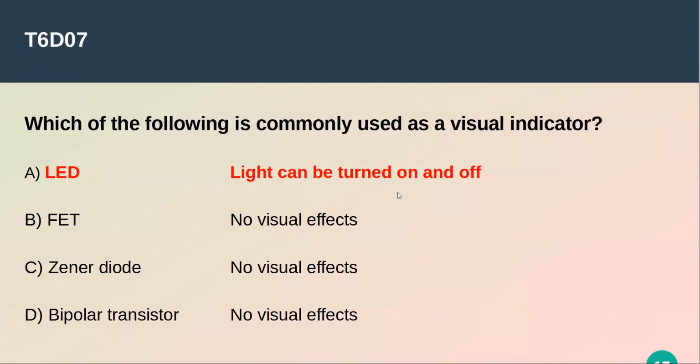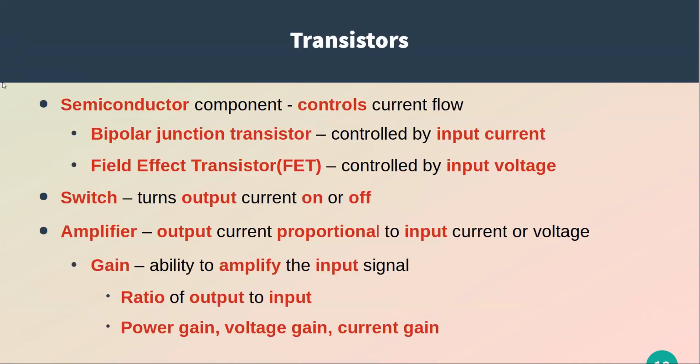Field effect transistors, Zener diodes, bipolar transistors are all in packages where you can't see the light, but there actually is some light at the p-n junctions. It's just that LEDs are designed with material that enhances that effect, and they can control the color with the different materials.